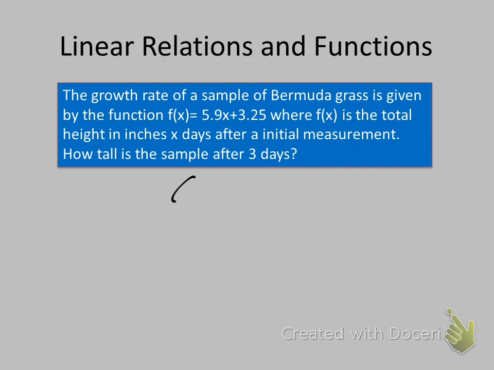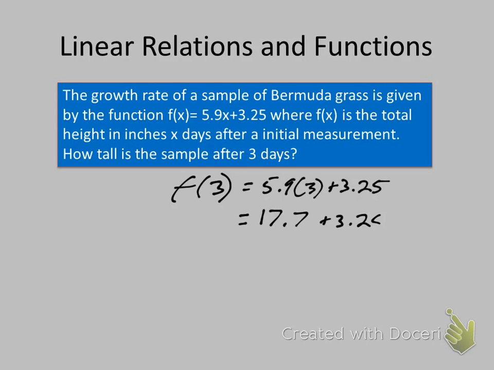So you're going to find f of 3, which equals 5.9 times 3 plus 3.25. And then you work that like the evaluation of a function like you guys did so expertly on your lesson check. 5.9 times 3 is what, 17.7, is that right? Yes. Awesome, look at me on fire. Plus 3.25. 17.7 plus 3.25 gives you what, 20.95? Yeah. 20.95, and it is inches.